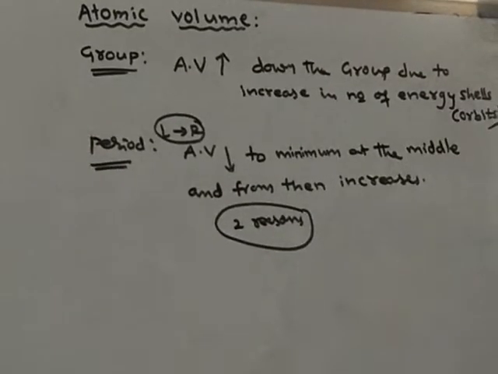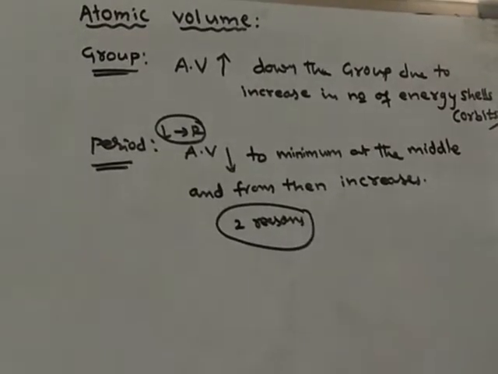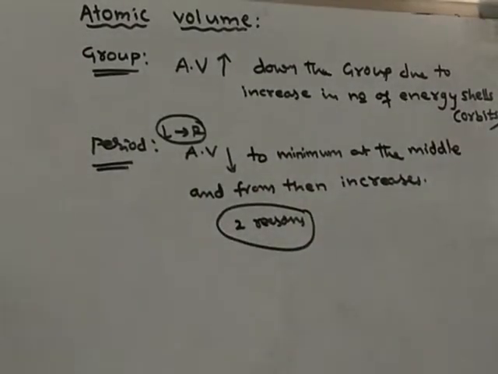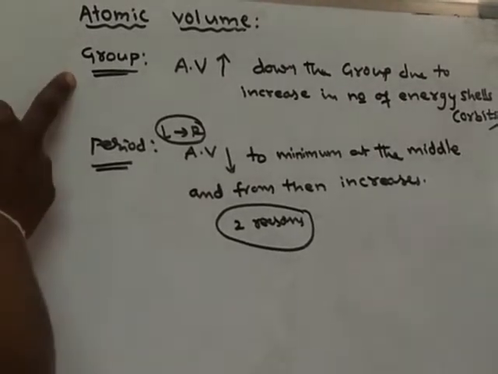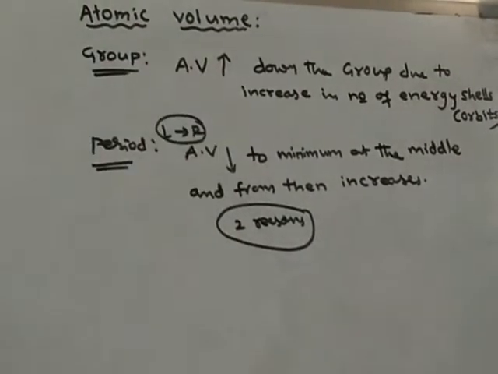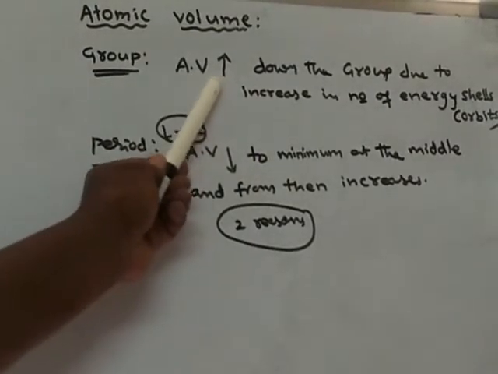See, the next periodic property is atomic volume. Atomic volume means volume of the atom. If you see the volume of atom down the group, the atomic volume increases. Down the group, atomic volume increases.